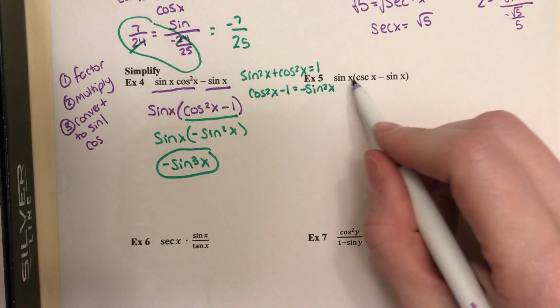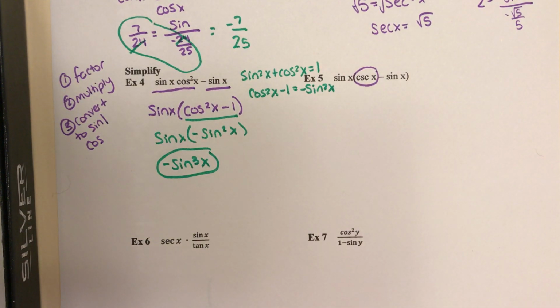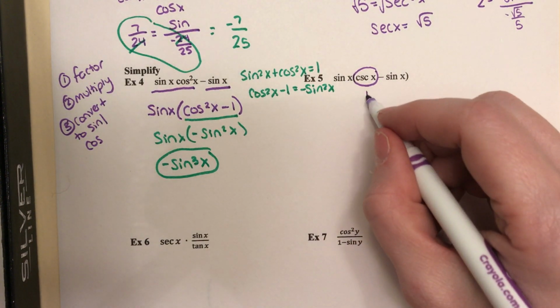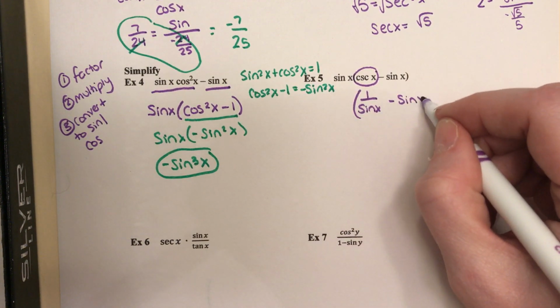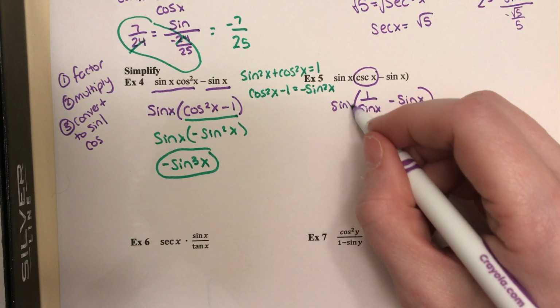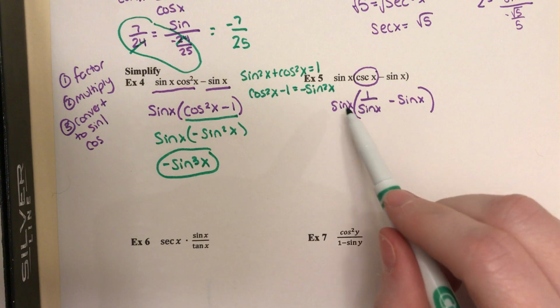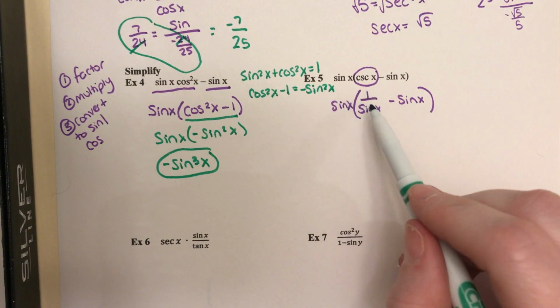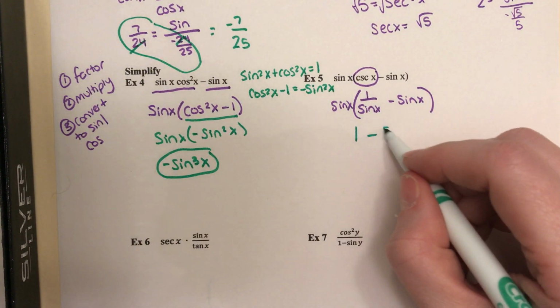So I already have the sines in here, but I have a cosecant. If we look at our reciprocal identities, cosecant is equal to 1 over sine. So I'm just going to replace that with a 1 over sine. Okay, so it's already factored, but I could probably multiply it. If I multiply this sine through, sine times 1 over sine is 1, minus sine times sine is sine squared.